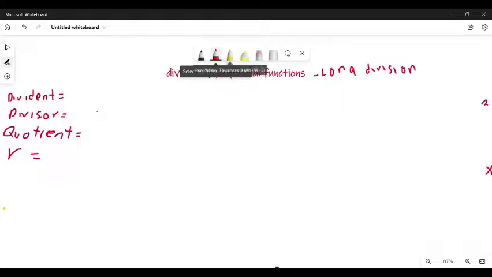You've got your dividend, which is x to the power 4 plus 3x, divided by the divisor, which is x squared plus x minus 1. So this is a very simple question. I need to see the answers in the comment section, just to test your understanding.